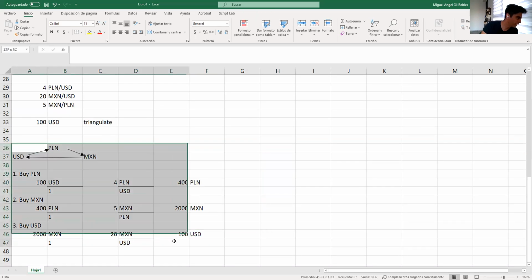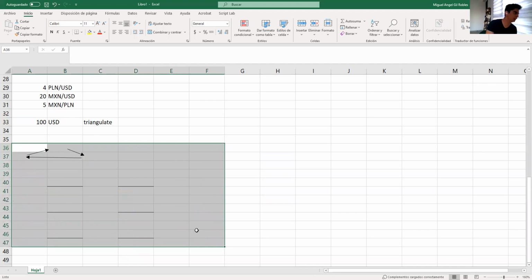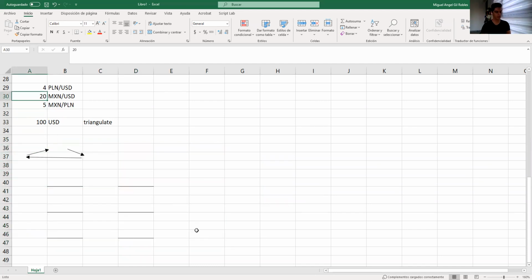But what will happen if instead of 5, because 5 is the fair price, the right, theoretically correct price, someone in the bank makes a mistake or something happens, and instead of selling the zlotys at 5, they are selling it at 5.1? Well, there is a mistake in the market, and that's the first thing that you need to notice.